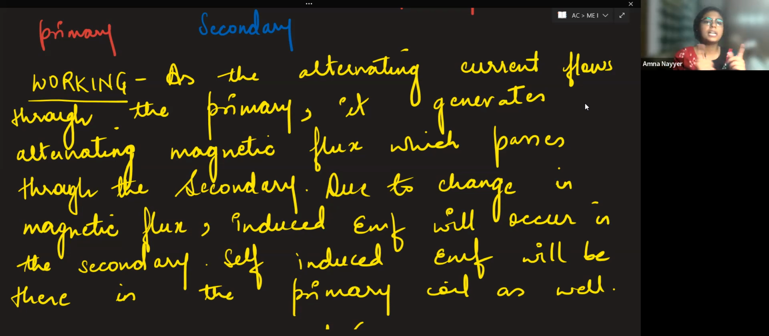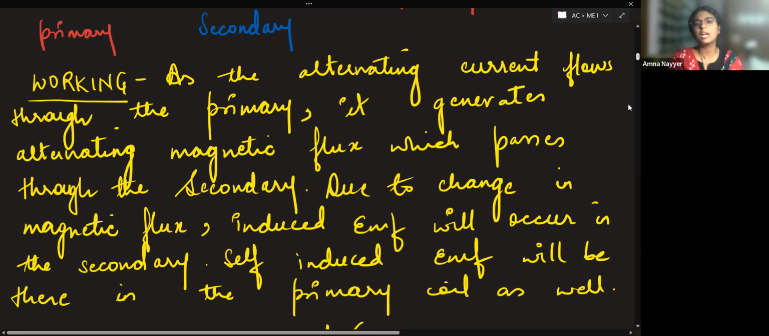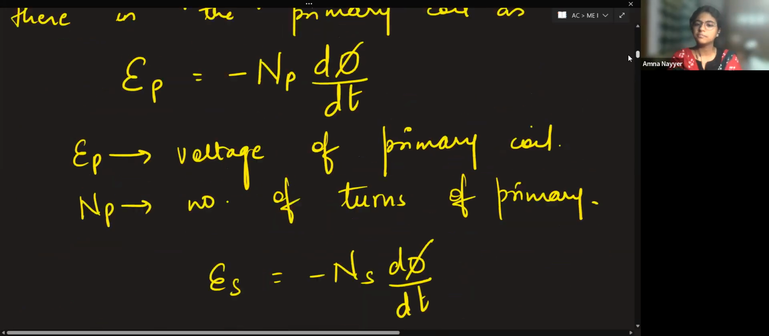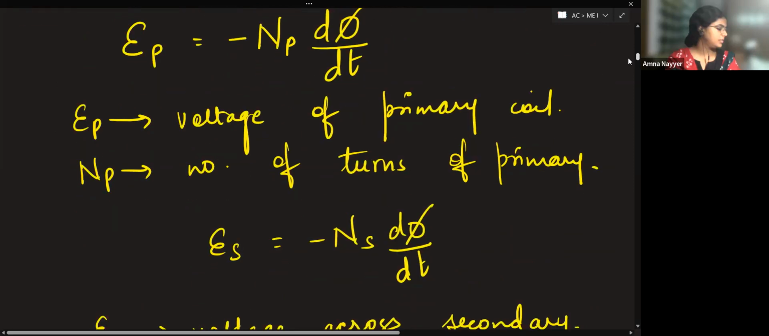As the alternating current flows through the primary, it generates alternating magnetic flux, which passes through the secondary coil. Due to change in the magnetic flux, induced EMF will occur in the secondary. Self-induced EMF will be there in the primary coil as well, but since both the coils are present, primary and secondary, mutual induction will occur. That's the principle of it. The formula of this is also easy and simple to write.